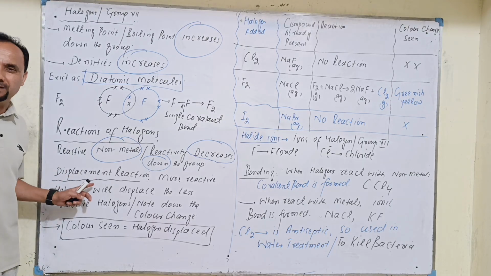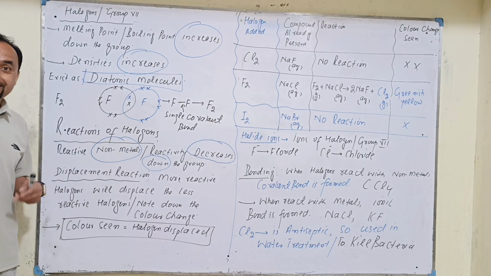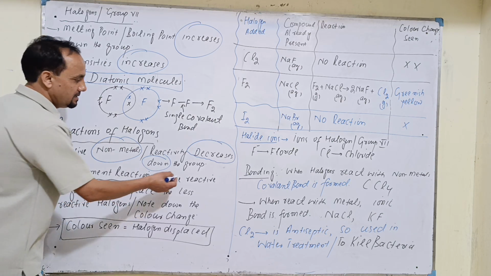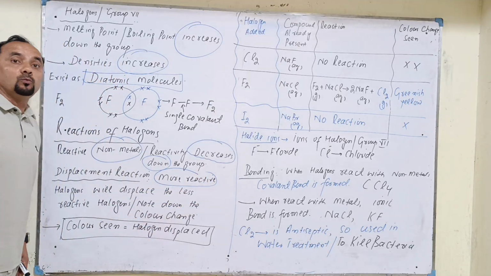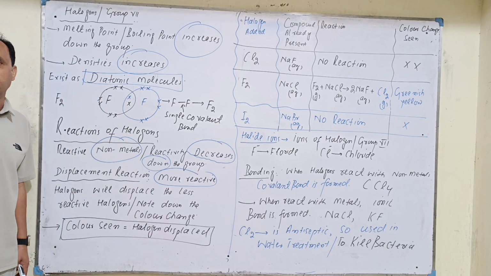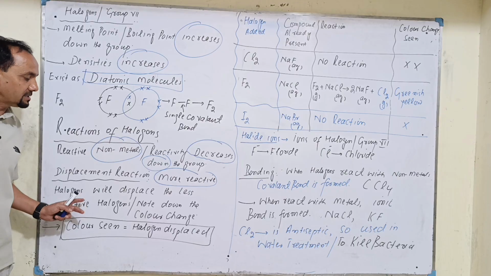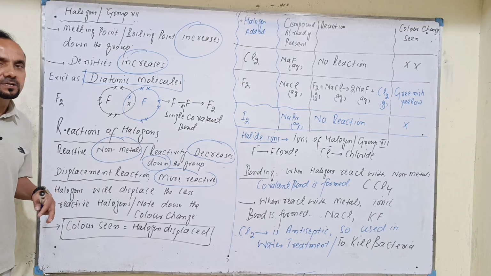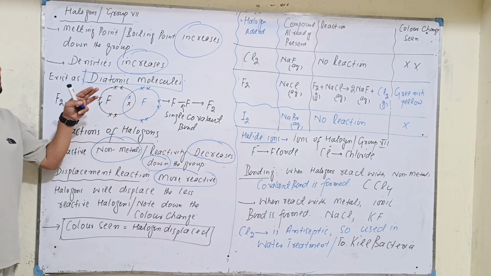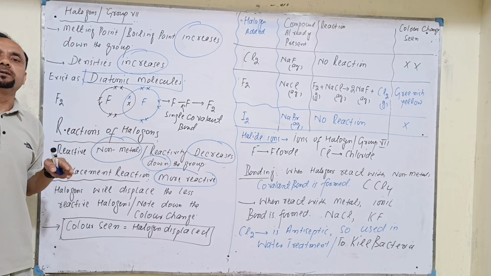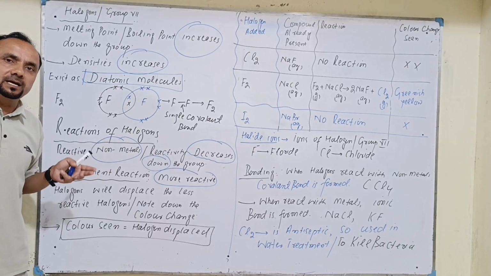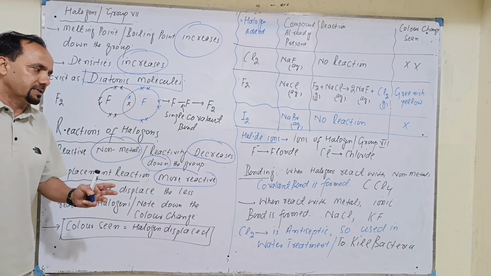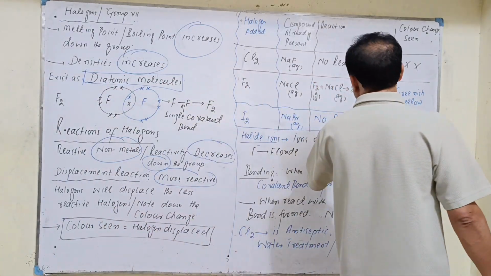Now displacement is a common reaction in halogens. There is one rule for any displacement reaction: a more reactive element can displace a less reactive element. That is also the case with halogens: a more reactive halogen will displace a less reactive one. You have the periodic table. In halogens, reactivity decreases down the group, so fluorine is most reactive, then chlorine, then bromine, then iodine, and at the end astatine. You can see these types of questions in the chemistry paper.